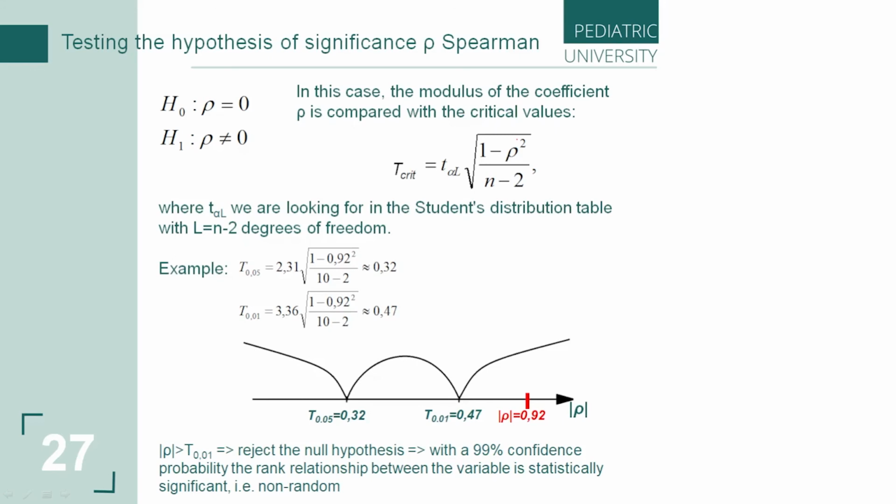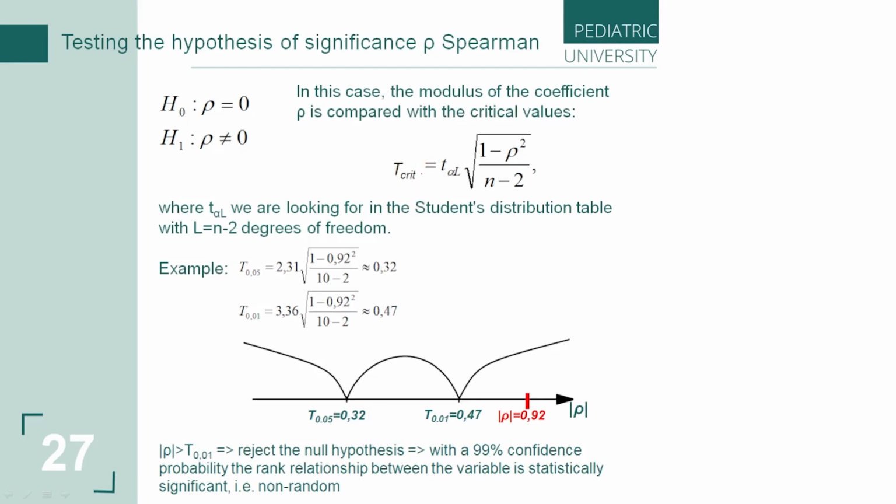After we have calculated the Spearman correlation coefficient, we must test the hypothesis that the Spearman correlation coefficient is significant, because the identified relationship may be random. The algorithm here is slightly different. We compare the absolute value of the Spearman correlation coefficient with the critical value. It is calculated using the formula listed here. We should calculate the critical value.